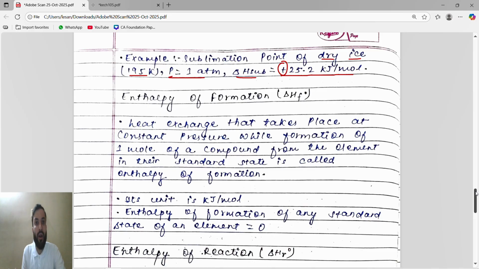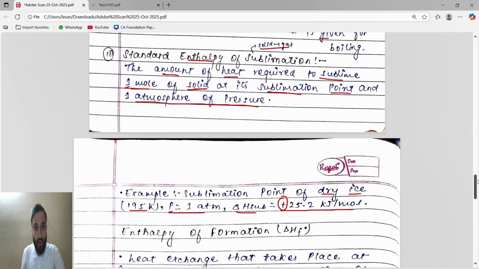Melting means the amount of heat required to melt, vaporization means to boil, sublimation to sublime, right? And standard form means 1 mole. For melting, 1 mole of solid will melt at its melting point. Vaporization means 1 mole of liquid will vaporize to gas, at its boiling point. Sublimation means 1 mole of solid will sublime at its sublimation point. And what is the standard condition? Yes, standard condition is 1 atm and constant pressure.